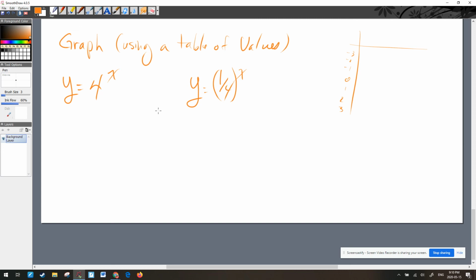And what I'd like you to do is graph both on the same set of axes. Okay, so that's what I'd like you to do. Graph them on the same set of axes.